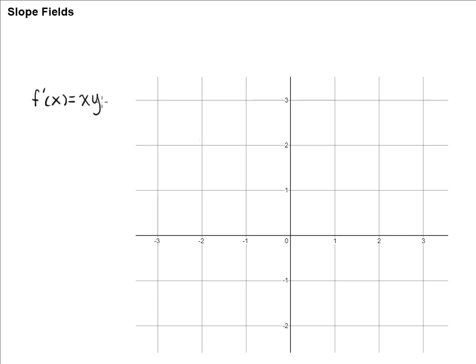But let's say I want to know what the antiderivative of this thing looks like. You know, what are all the possibilities? So let's take a point. I like starting with 0, 0. So here is 0, 0 right here.